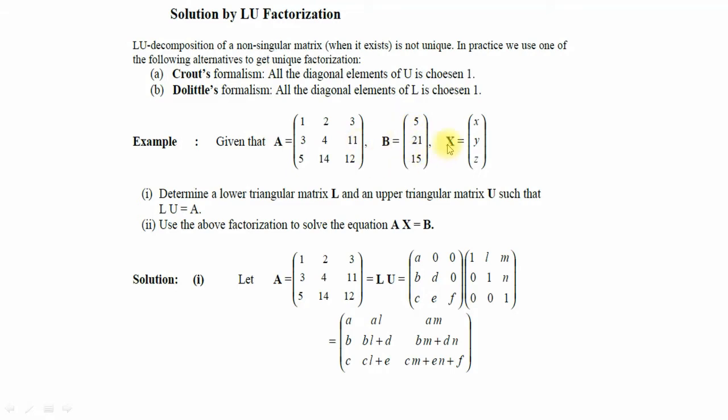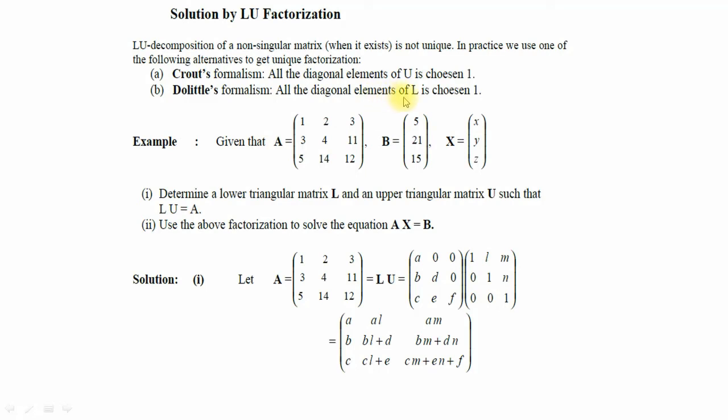Now to solve this system for X by LU decomposition, first determine a lower triangular matrix L and an upper triangular matrix U such that A is equal to LU. Use this factorization to solve the equation AX is equal to B. First decompose the matrix A into L and U. So A is equal to LU. The lower triangular matrix is A 0 0, B D 0, C E F, and the upper triangular matrix has first row 1 L M, then 0 1 N, and 0 0 1.